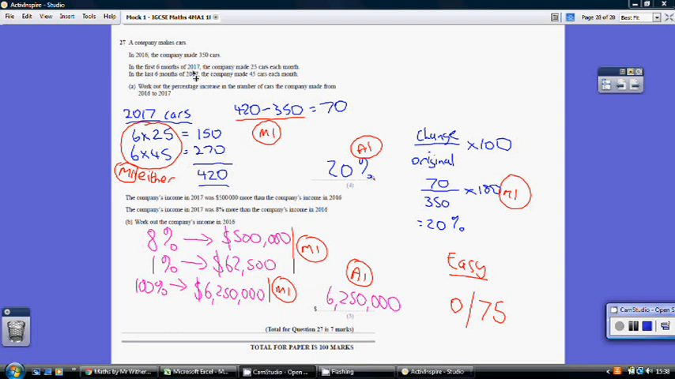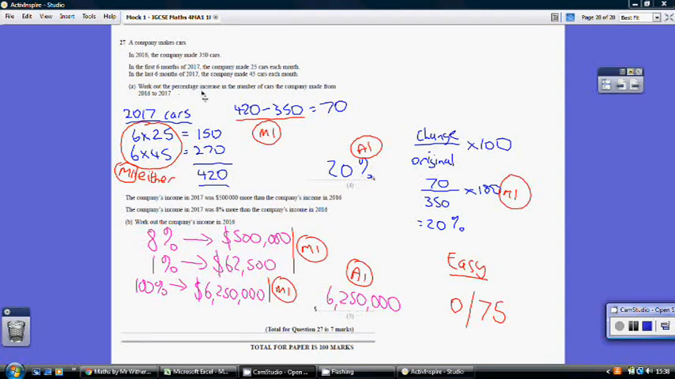Question 27. So we're told in the first 6 months of 2017 the company made 25 cars each month. So for 6 months it made 25 cars each month. So that's 6 times 25, which is 150. And for the other 6 months it made 45 cars per month. 6 lots of 45 is 270. So in total it made 420 cars in 2017.